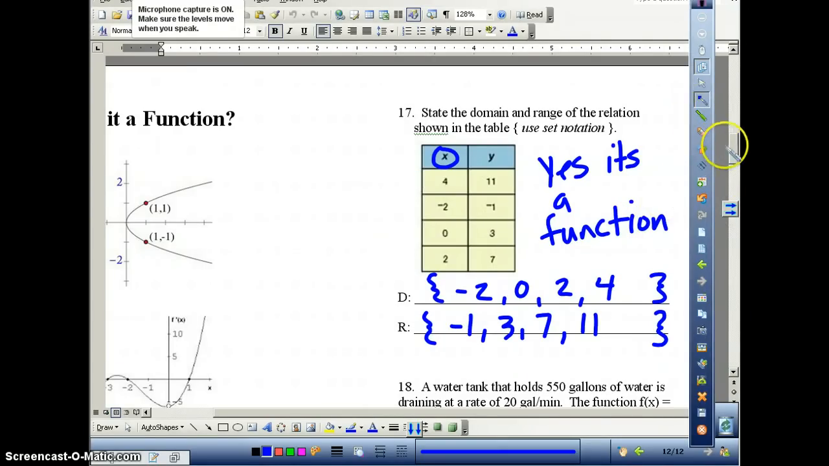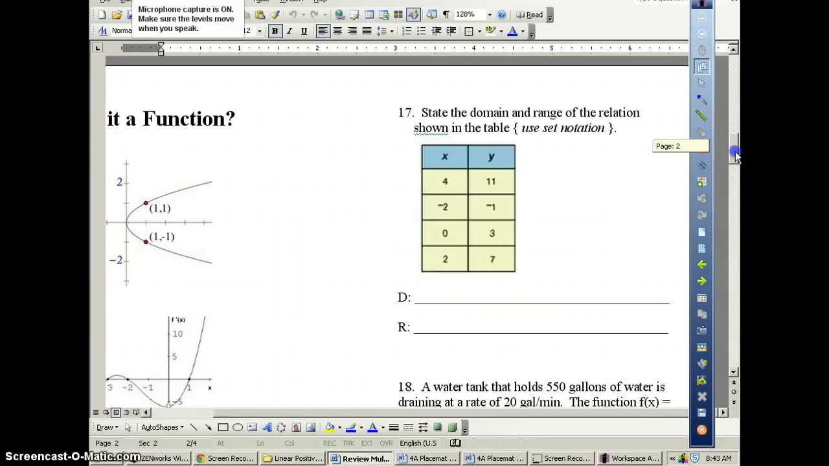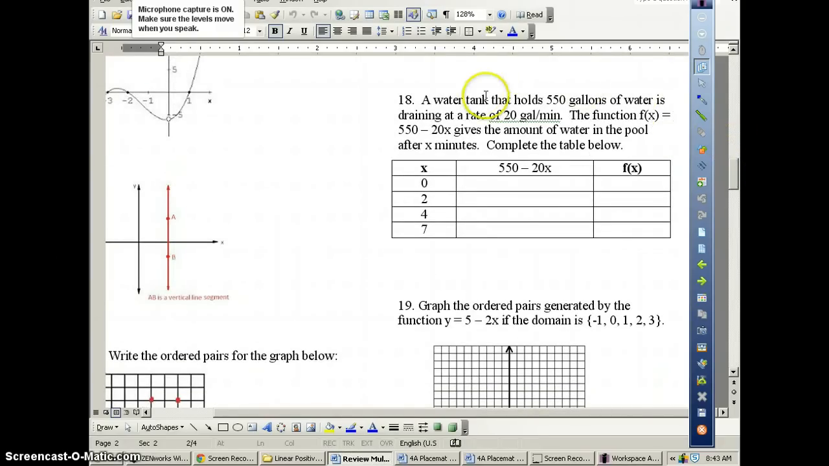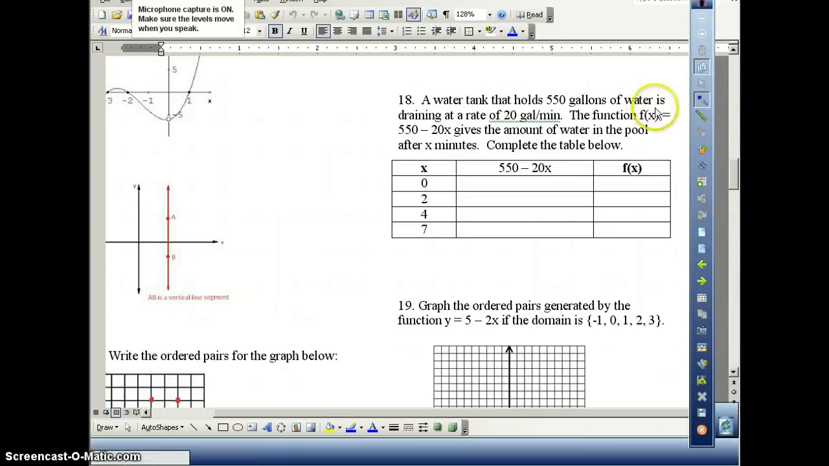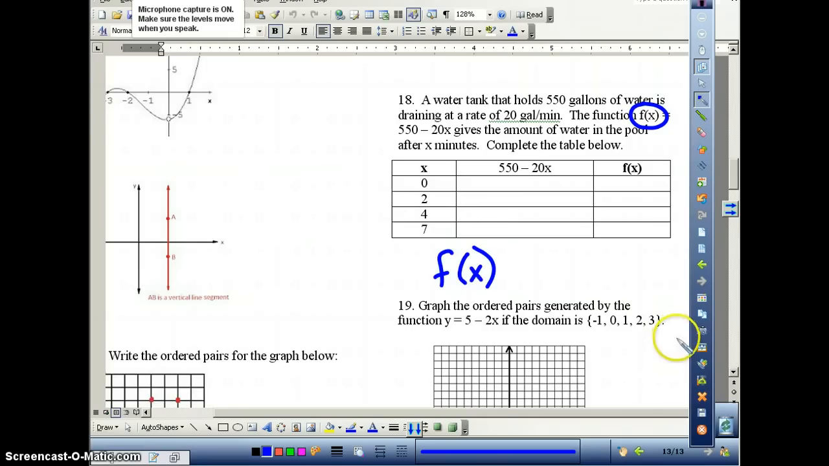Okay, let's go do number 18 next. A water tank that holds 550 gallons of water is draining at a rate of 20 gallons per minute. The function f of x, have we talked about this crazy thing called f of x? Yes. F of x is just a fancy name for what? Y. F of x means y. So anytime you see that, if you don't like f of x, just write y. It means the same thing.